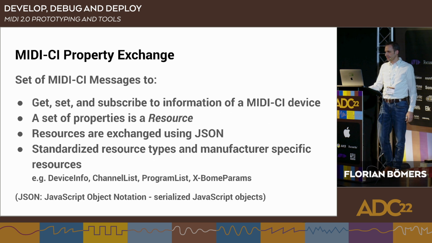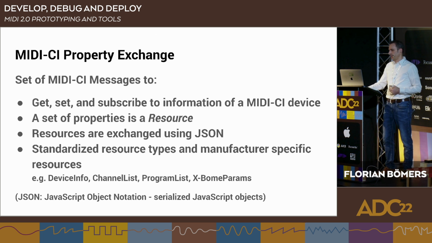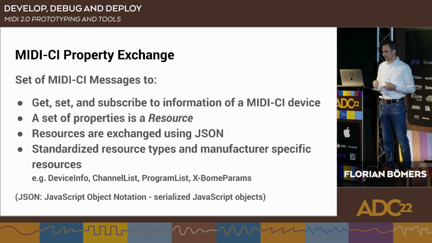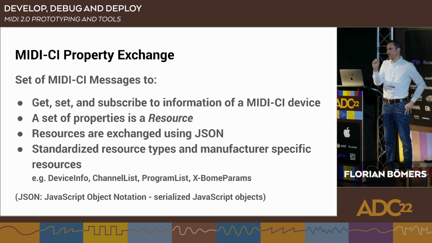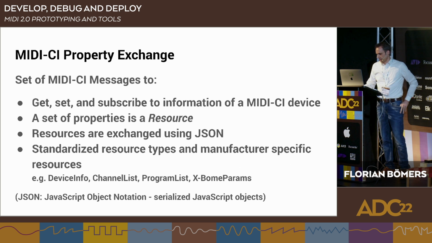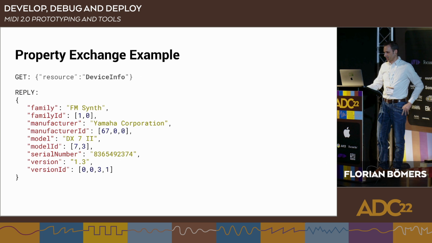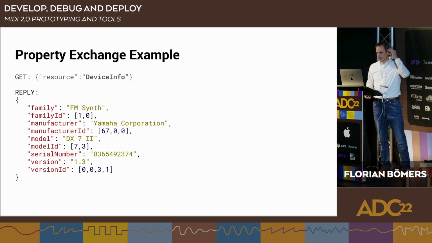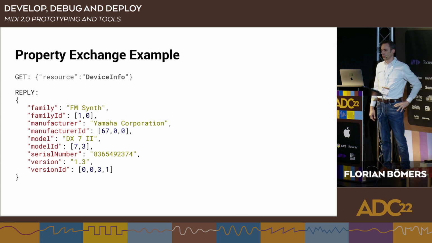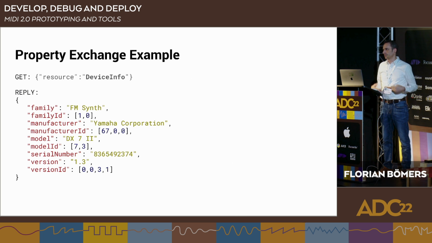Property exchange, as said, is more like a fine-grained get, set, and subscribe mechanism. It uses resources, and each resource has a number of properties. Every property is just a key-value pair. I'm going to skip over the fine print here. This is a very important example, the device info resource. Every device should support this one if it supports property exchange at all.